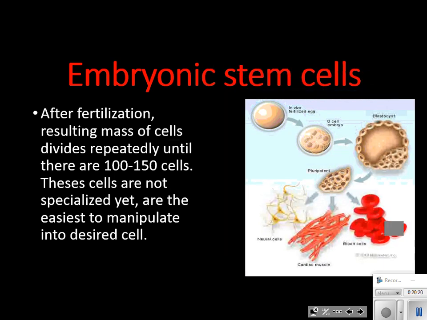Now, if you look right here, the picture I have is an in vitro egg that was fertilized. What in vitro means is it was fertilized like in a test tube. So a scientist has combined a sperm and an egg, and here is the embryo that was formed. This mass of cells right here are the embryonic stem cells. They're unspecialized cells, but like it says, they can be easily manipulated into other types of cells.